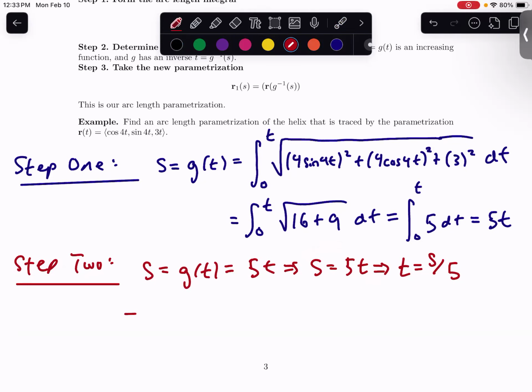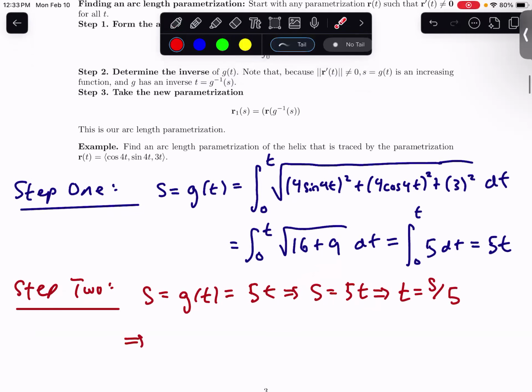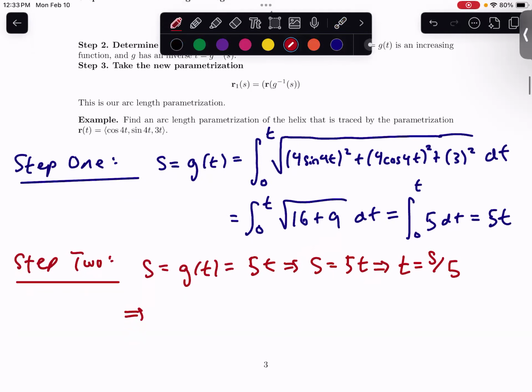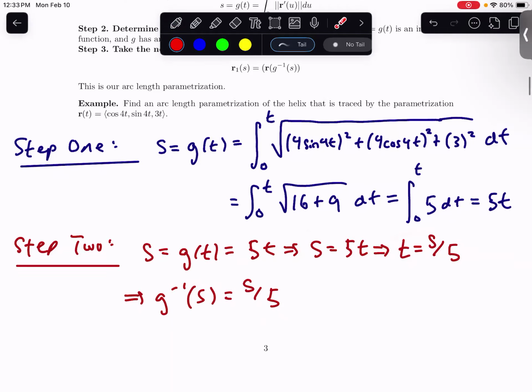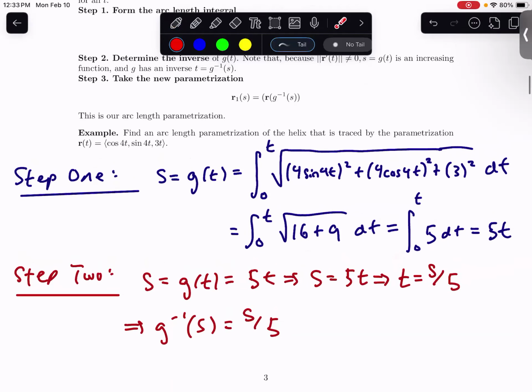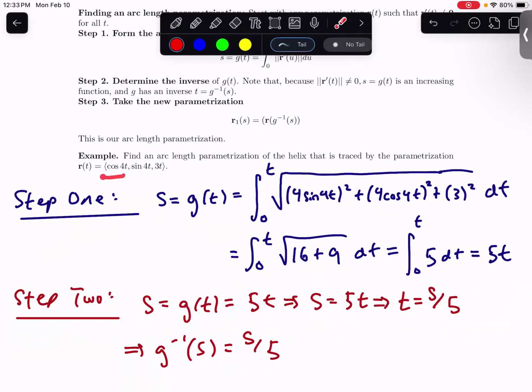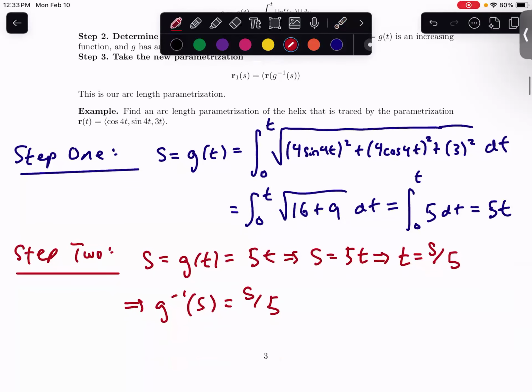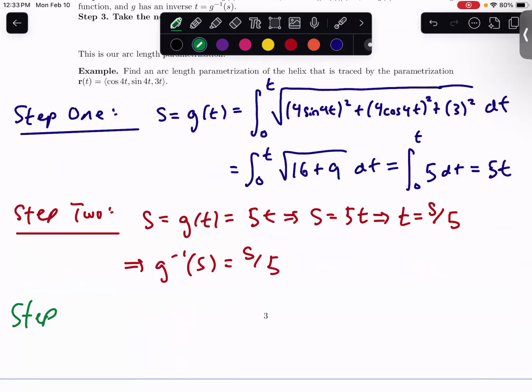And so if you want to use this notation, like they like to write things out as t is equal to g inverse of s. So we have g inverse of s is just equal to s over 5. So that's step 2. On the homework, there'll be examples that are a little bit more difficult. But at the end of the day, all you have to do is take your function, then just solve for the other variable, right? So you just solve for t. And then the third step, all you have to do now is take your original parameterization, and anywhere you see a t, you just replace it with s over 5, right? So the third step looks like the following.